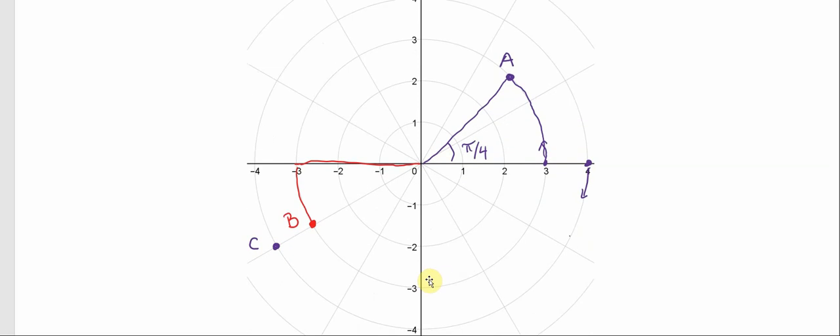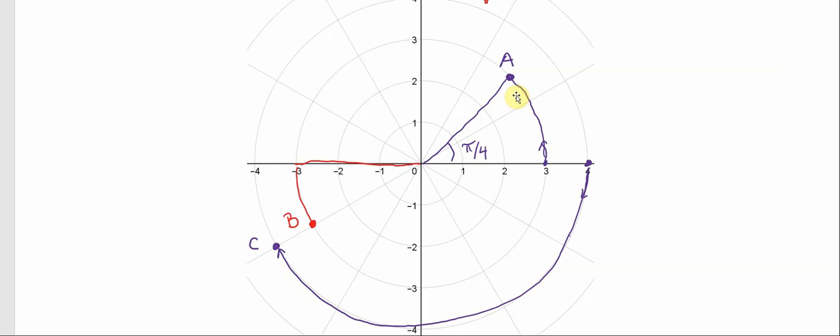So point A, point B, point C. Let's see if I can trace this arc. All right. And so now this is how we identify these points. A is over here, B is over here, and C is over here. Notice that there are different ways that we can describe the same points. Again, polar coordinates are not unique. There are multiple different ways to describe a single point using polar coordinates.